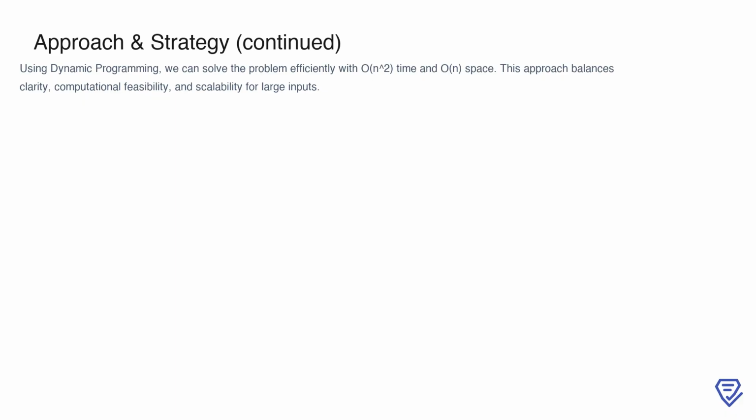By adopting the dynamic programming approach, we can solve the problem with a time complexity of O(n) squared and a space complexity of O(n). This method strikes a balance between clarity, computational efficiency, and scalability for larger values of n. It avoids the prohibitive cost of brute force by breaking the problem into smaller, manageable subproblems and reusing solutions wherever possible. As a result, this approach is not only elegant in its use of the Catalan number properties but also practical for real-world applications where performance matters. In summary, dynamic programming provides a robust and efficient solution to the challenge of determining valid handshake configurations without crossings, making it the chosen strategy for this problem.